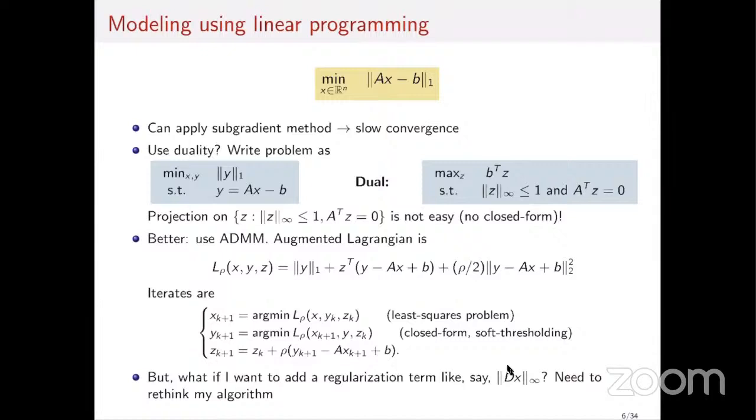Maybe now the ADMM will not work, and I will have to find another approach. This is what I was mentioning in the beginning: these methods are very nice when you know for sure this is the optimization problem you want to solve. But if you want a little bit of flexibility, if you're still looking for the right objective function and the right constraints to have a meaningful solution, then these algorithms are not very flexible.